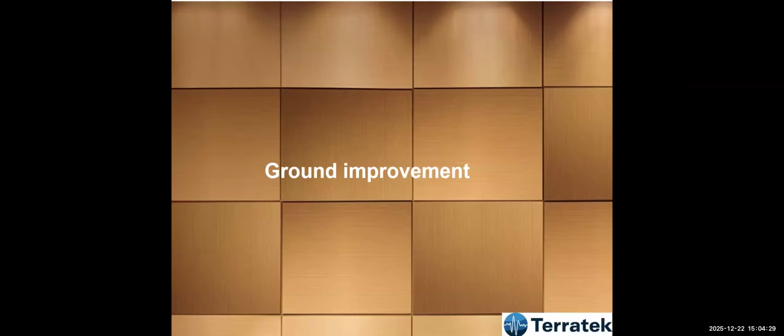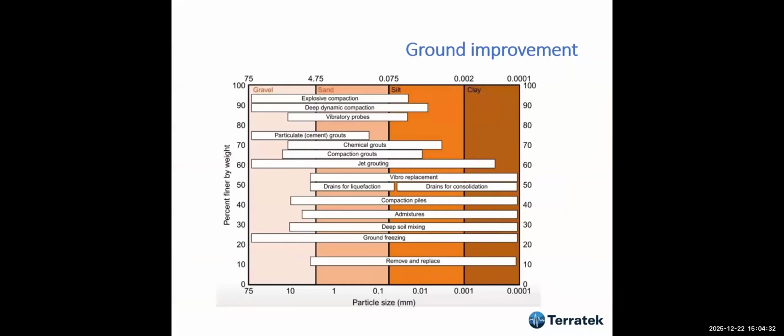These are the methods that we can use for all types of soils, but we are going to concentrate on soft soil. So we're going to talk about vertical drains for consolidation, compaction piles, admixture, and deep soil mixing. I'm not going to talk about ground freezing because ground freezing is very effective in sandy materials; in clays it is not that good. Remove and replace as well.